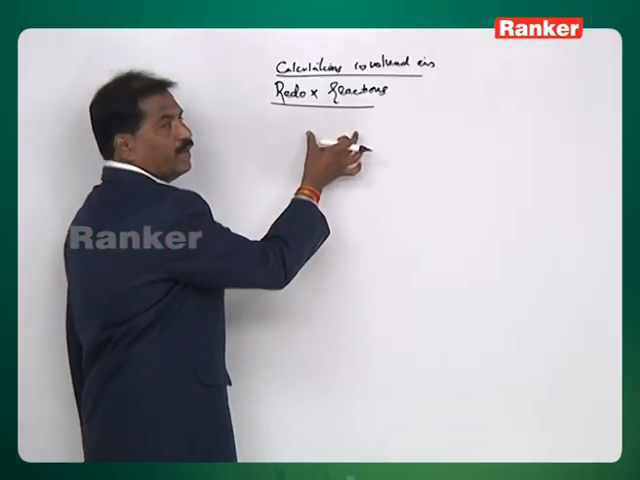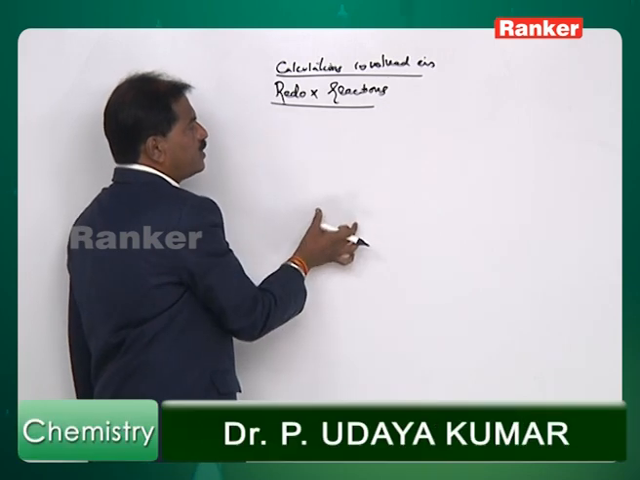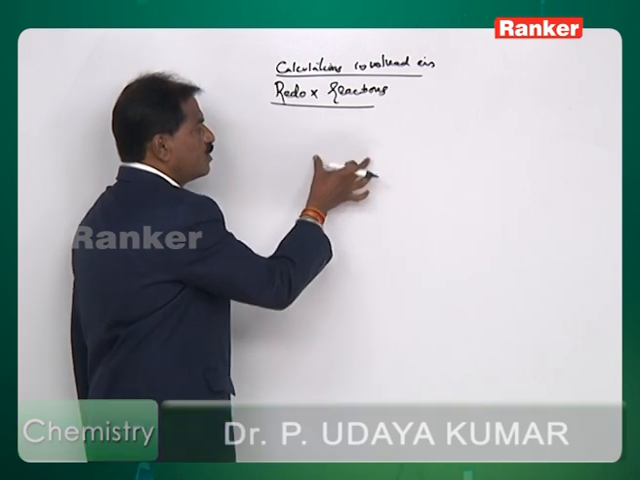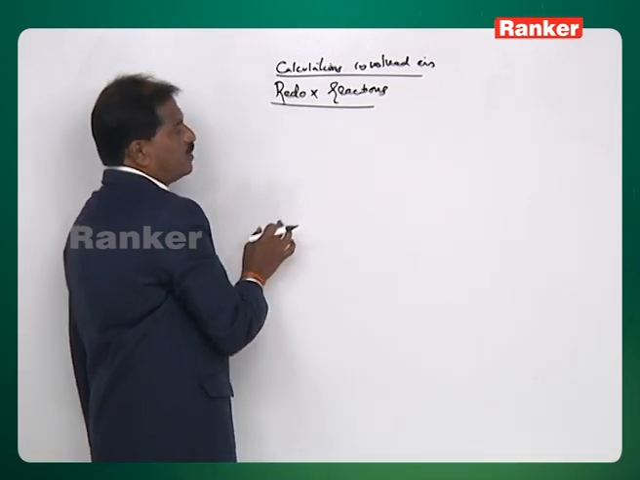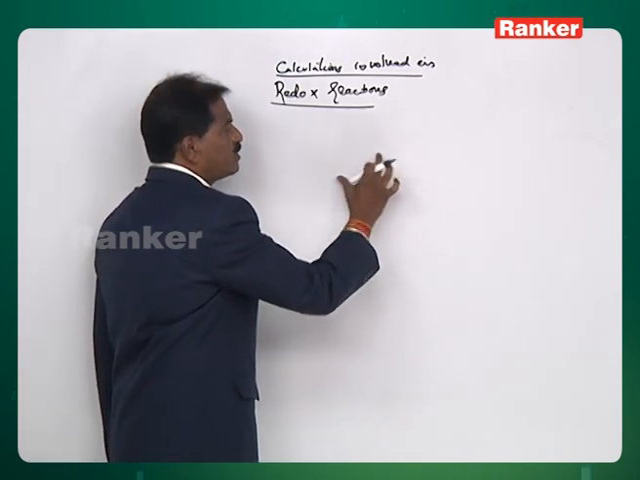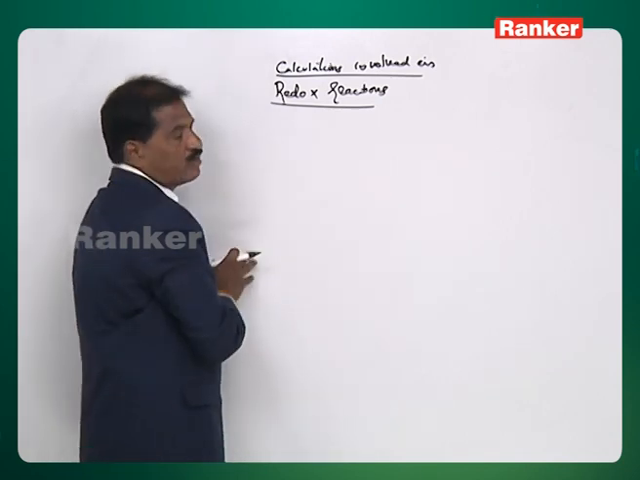The first topic is balancing of the redox reaction. First, if we balance the redox reaction through the procedure we discussed earlier, we can solve the problem very easily. But the drawback of that procedure is that only if you know the total reactants and products can we balance the reaction and then proceed to numerical calculations.